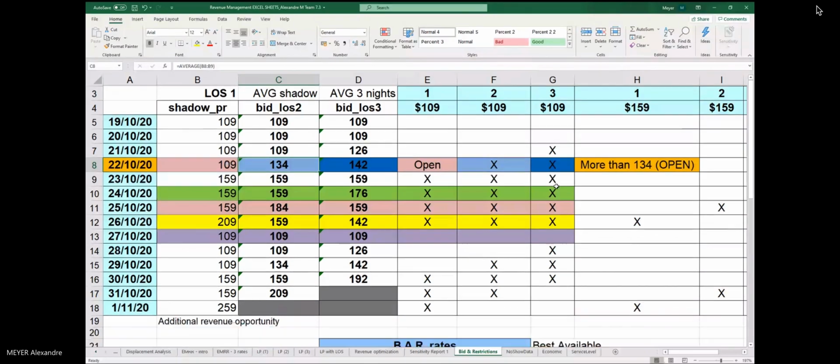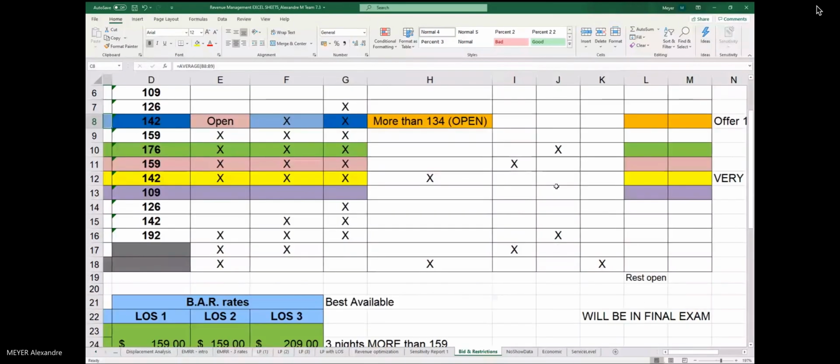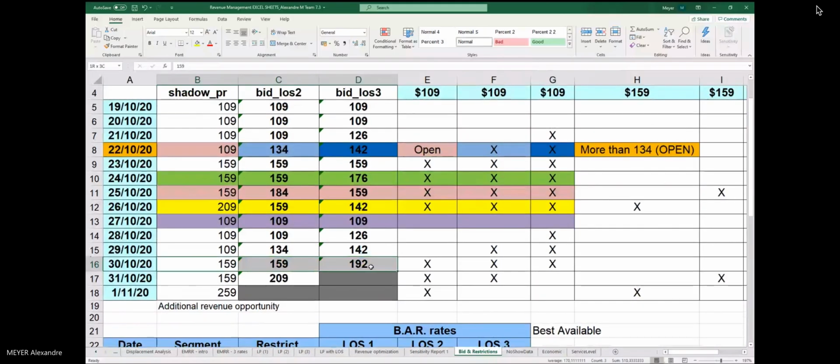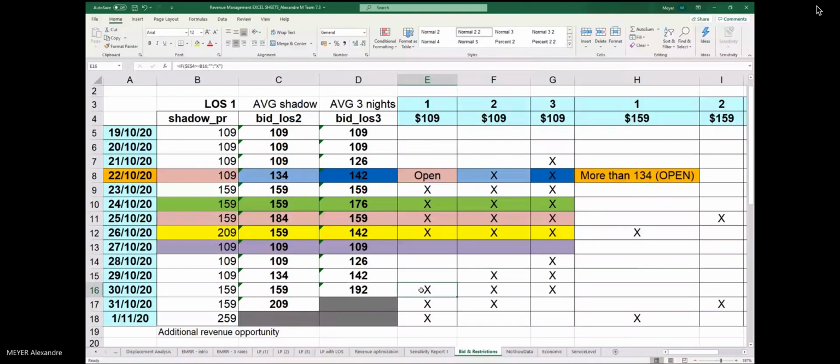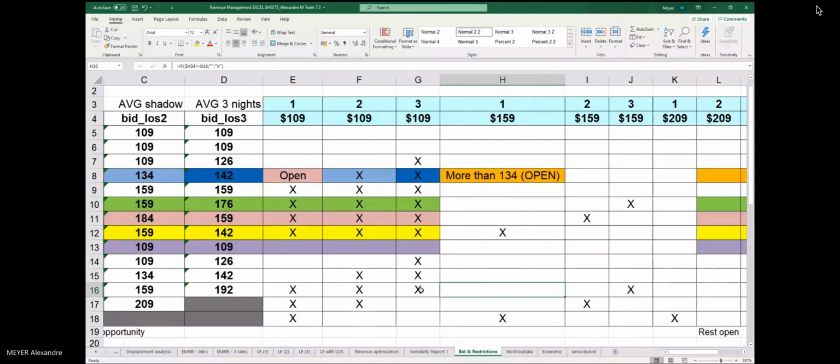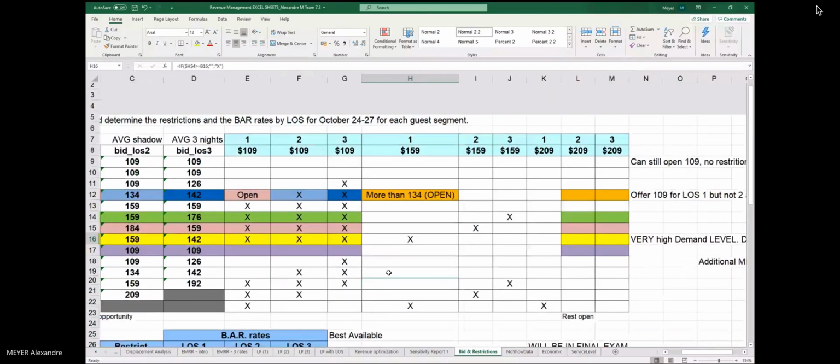So we can see the same principle here again. The bid price for all 3 actually exceeds 109. So for LOS 1, 2, and 3, it's greater than 109. So you'd close the rate class of 109 in general, because why would you sell for less than what it's worth? You'd keep the other ones open because that's how you'd make the money.